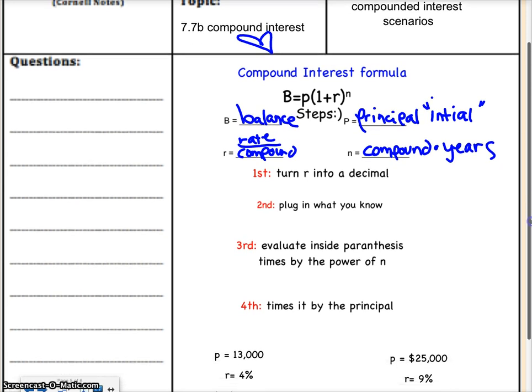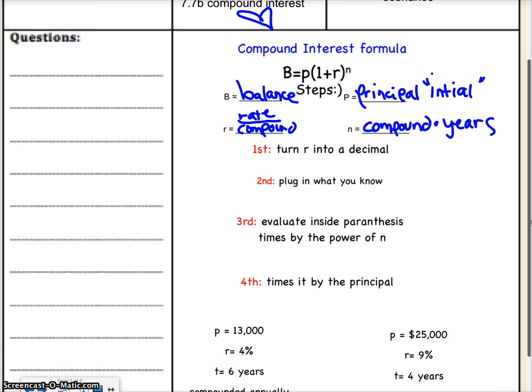All right. The first thing that I do is turn R to a decimal. For instance, 4.5%, I would turn into 0.045. Don't leave it as a percent. You must change it to a decimal. Second thing I do, I plug it all in to my calculator. It's my best friend for this lesson. The third thing I do, I evaluate inside parentheses. I raise it to the power of n. And then I'm going to times it by its principal.